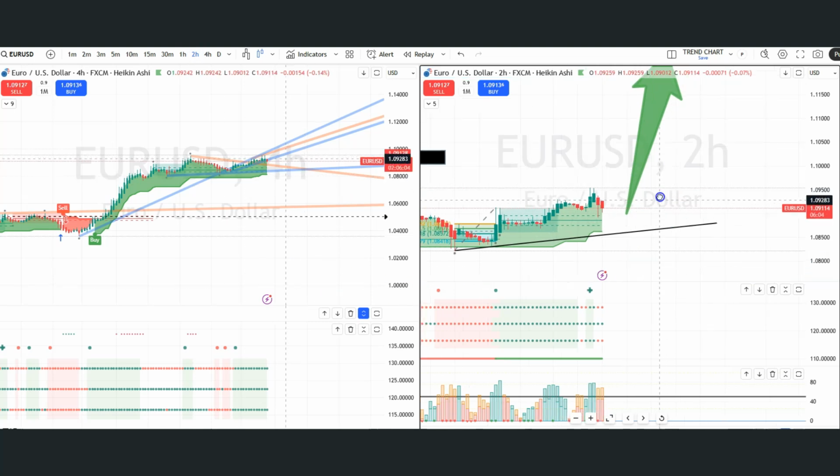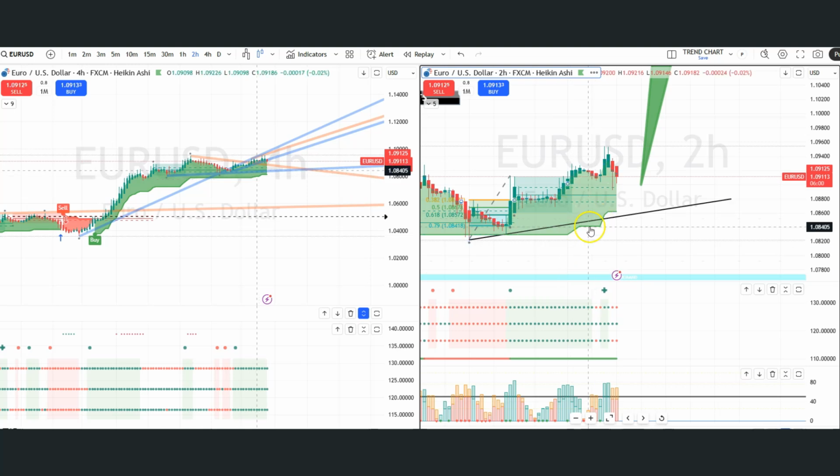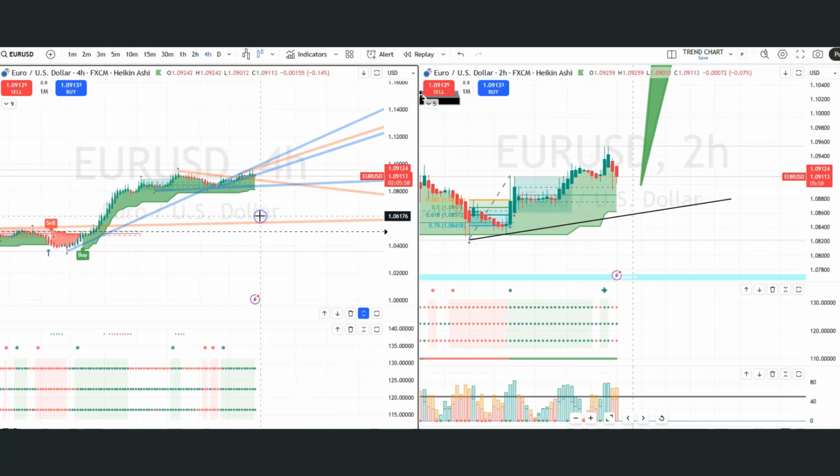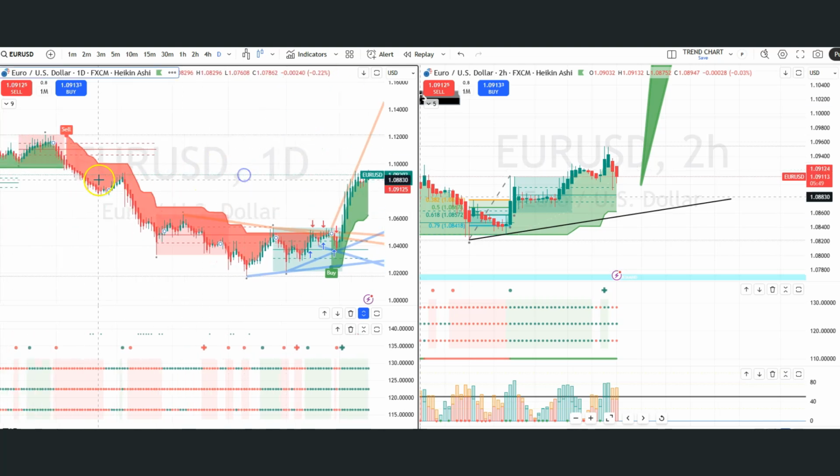So that's your trending situation on the euro dollar. Now you can, if you wish, just use the 4 hour and the 2 hour and the 1 hour to get into entries, but better to know what the daily is doing. Better to know that it's in a trend, because that's the most powerful trend there is.